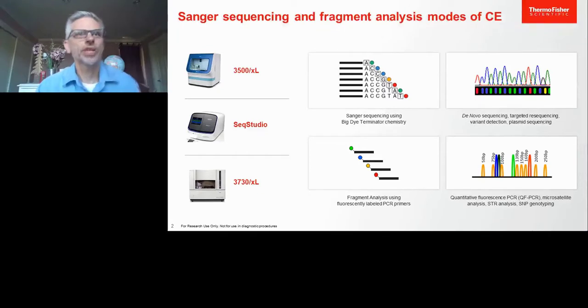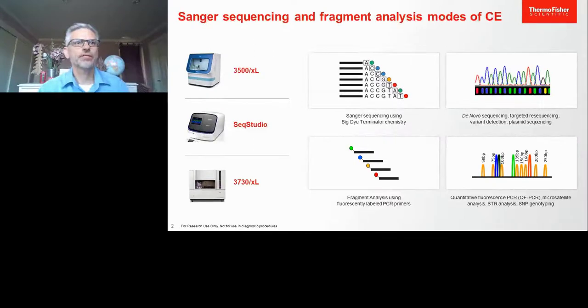By way of introduction and reminder, there are two different genetic analysis applications that run on the family of Applied Biosystems capillary electrophoresis systems. The first is Sanger sequencing using BigDye Terminator chemistry, which is used to carry out standard DNA sequencing such as de novo sequencing, targeted resequencing, variant detection, and plasmid sequencing.